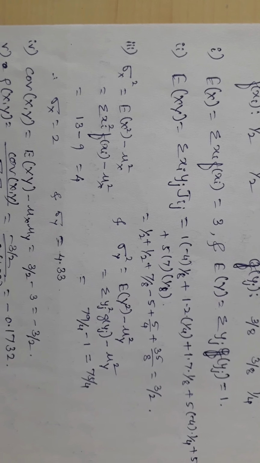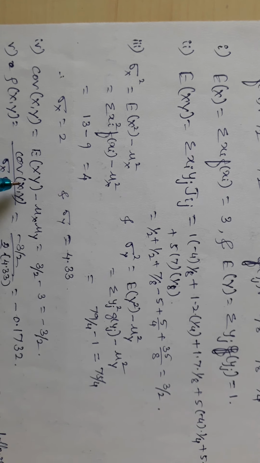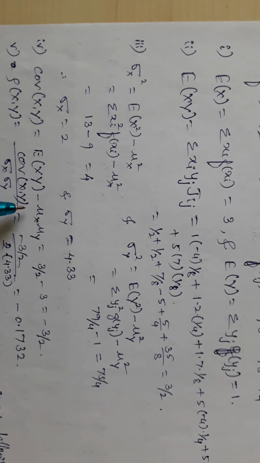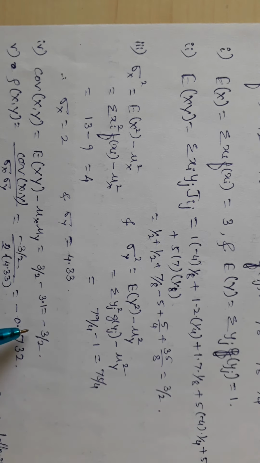Now the covariance of xy. We have the formula expectation of xy minus mu x mu y, that is the expectation of x times the expectation of y. The expectation of xy is 3/2, minus mu x is 3, mu y is 1. By simplifying we get minus 3/2.